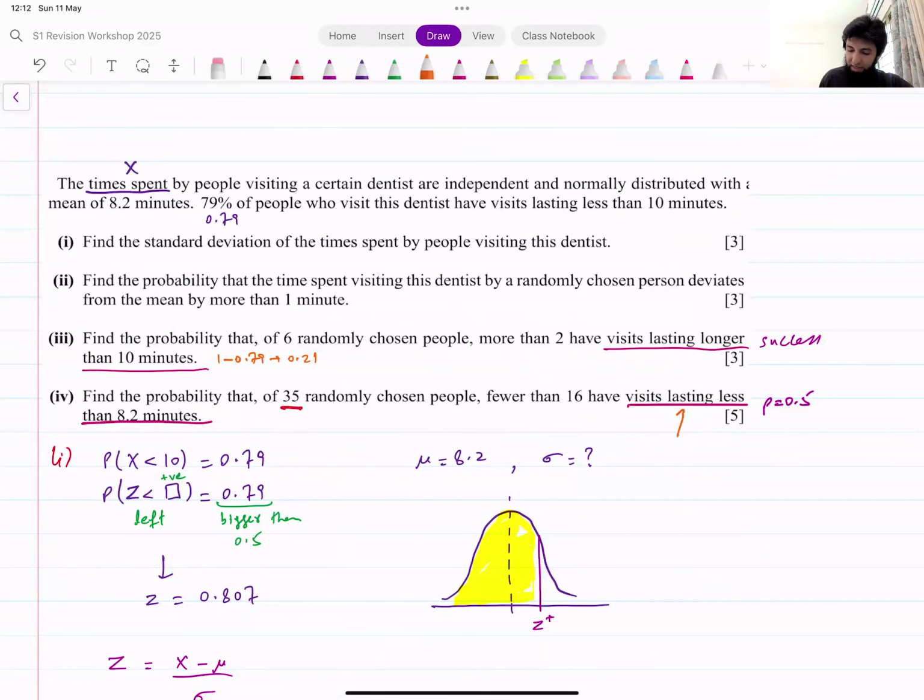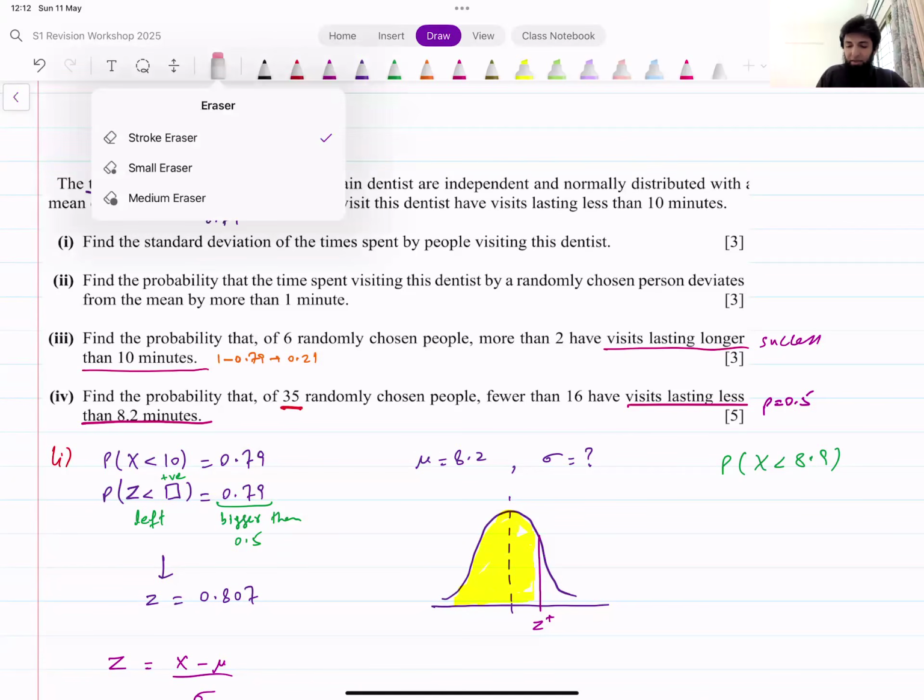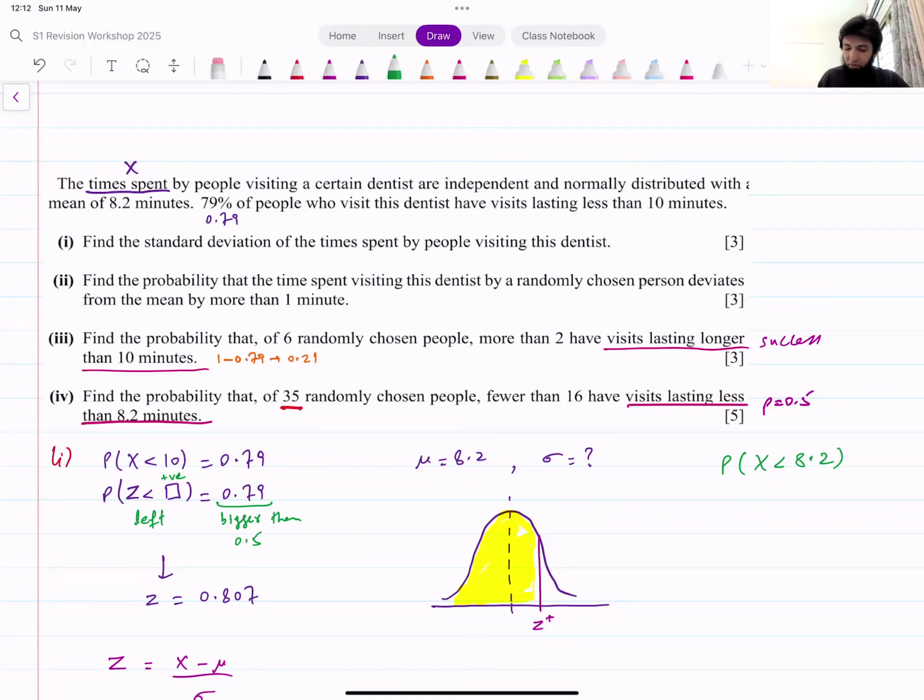This has to be found from the normal distribution, right? Now, if it was any other number, for example, if it was x less than 8.9, for instance, we would have to use normal distribution first of all, because times were normally distributed, to find that probability. But in this case, they've made it easier. They've said x less than 8.2.